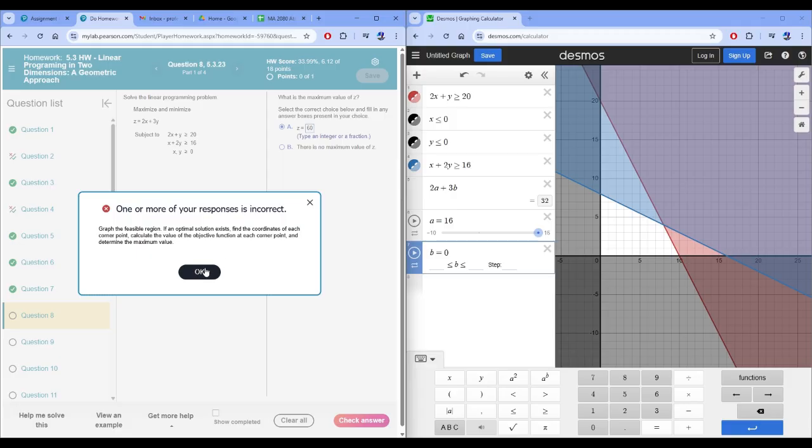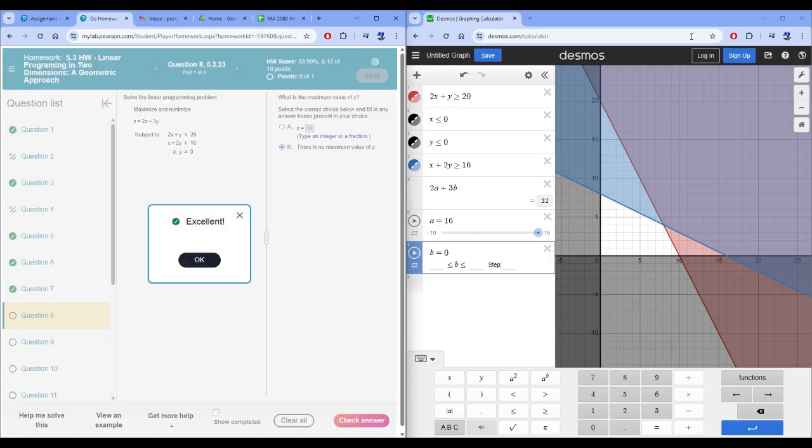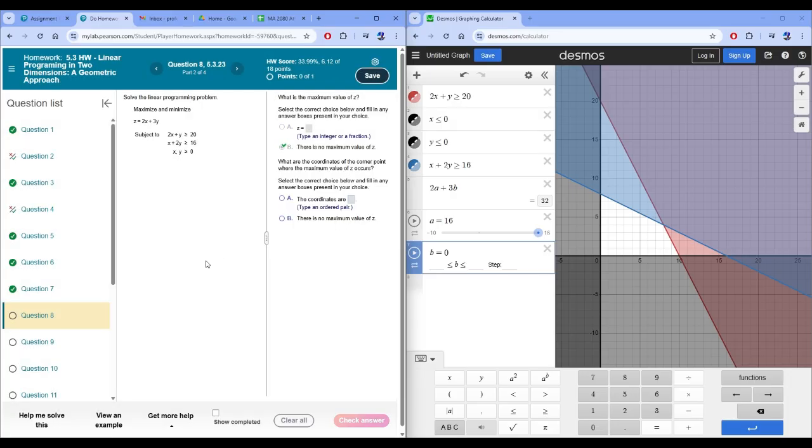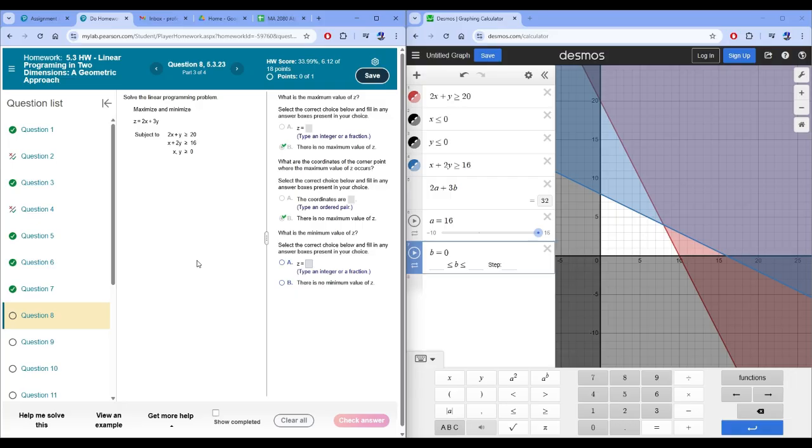So what is the maximum value of z? There is no maximum value? Because the graph is going up? I'm sorry, okay. I misunderstood the question. What are the coordinates of the corner with... there is no maximum value? What is the minimum value of z?